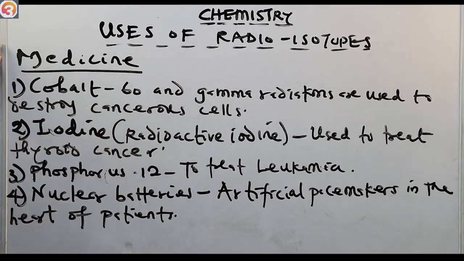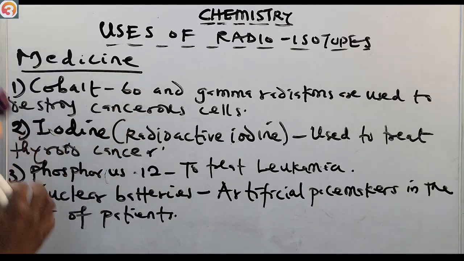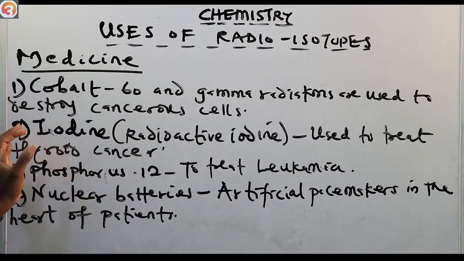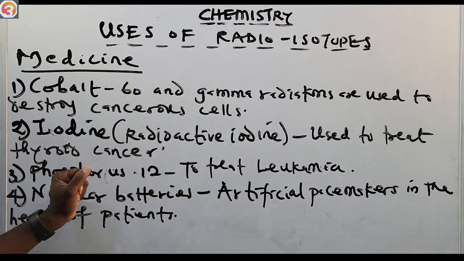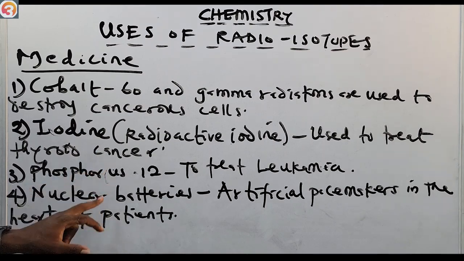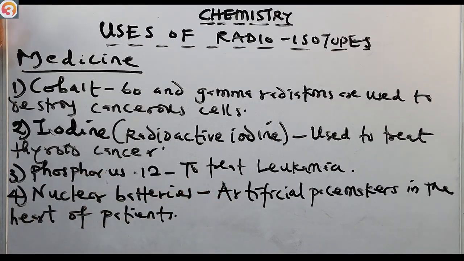These are the applications of radioisotopes in medicine. There may be more, but these are some of them, and you are expected to commit them to heart. Cobalt 60 and gamma radiations are used to destroy cancerous cells. Radioactive iodine is used to treat thyroid cancer, while phosphorus 12 is used to treat leukemia, and nuclear batteries are used as artificial pacemakers in the heart of patients.